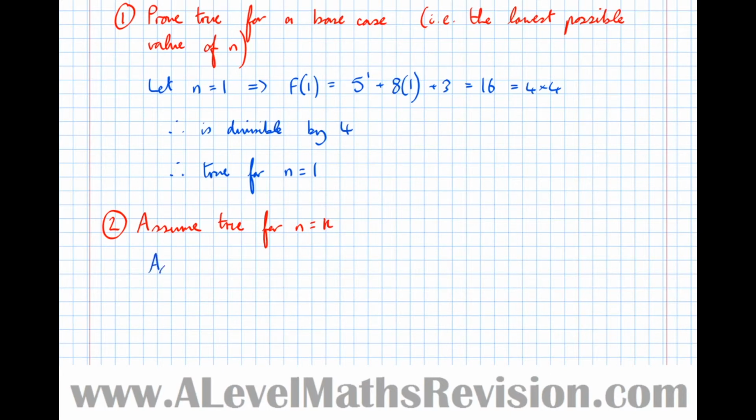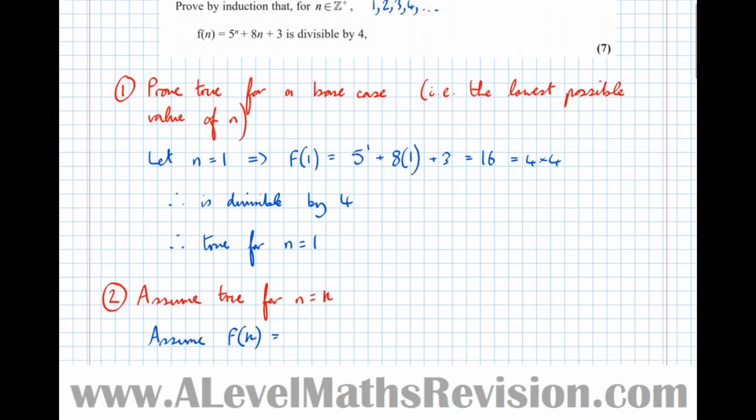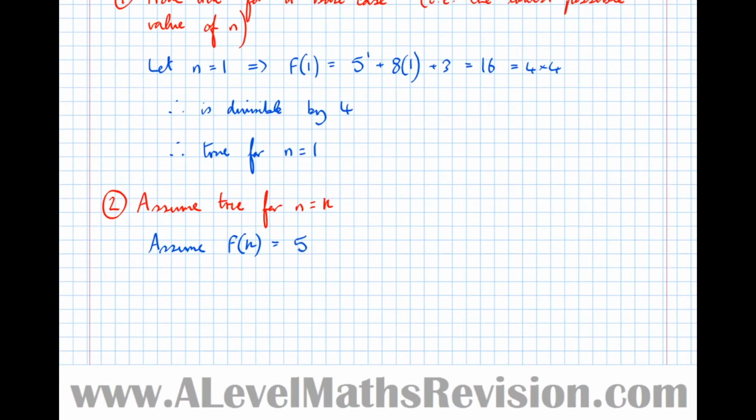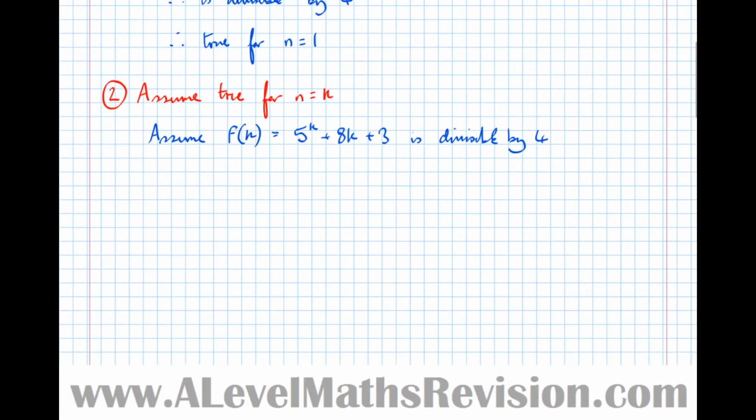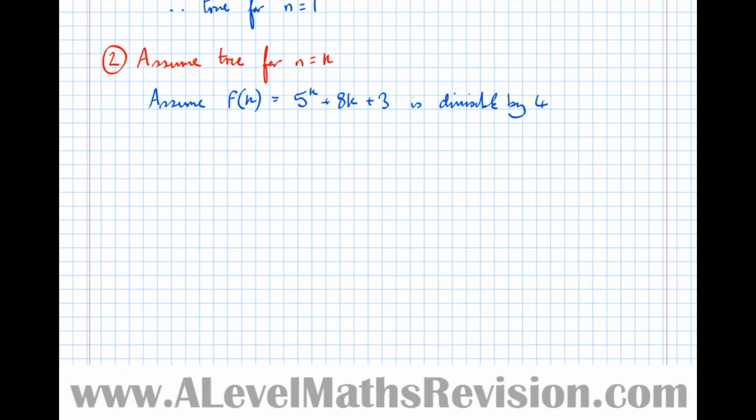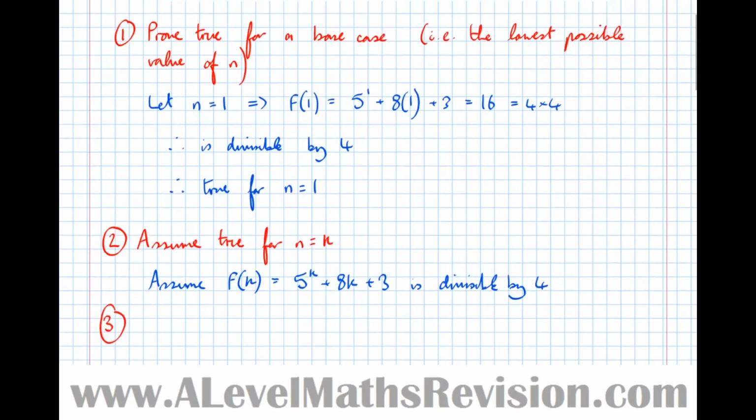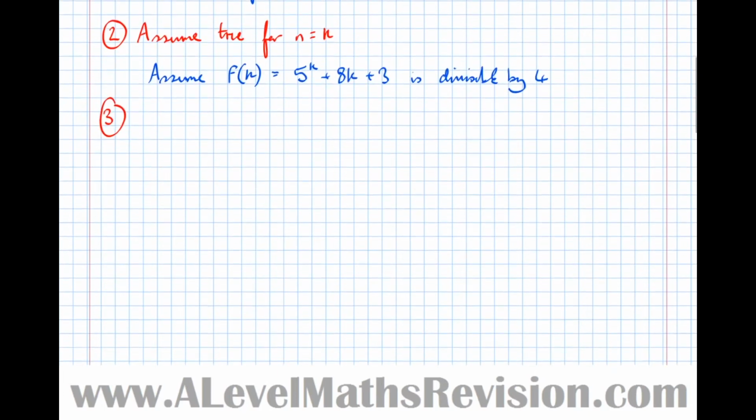So we're going to assume f of k equals, and it was equal to 5 to the n plus 8n plus 3. So 5 to the k plus 8k plus 3 is divisible by 4. And you need to write that to get the marks. So now step 3. And this is the bit that's quite difficult to understand.